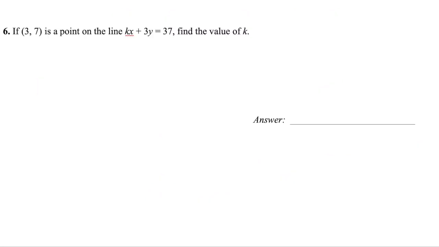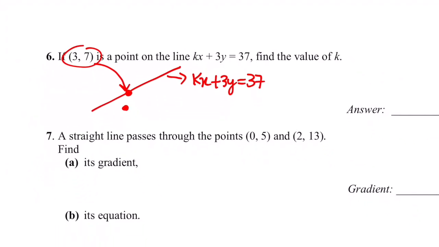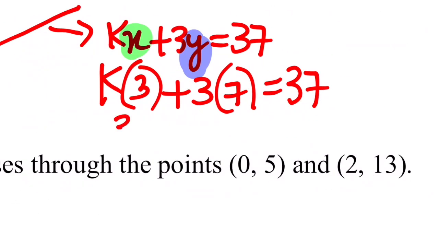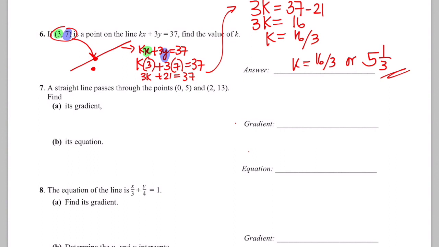Question number 6. If (3,7) is a point on the line kx plus 3y equals 37, find the value of k. If you can recall, if a point is on a line, it means that its x and y coordinates can be substituted into the equation of the line. And in this question, it is already given that (3,7) is on the kx plus 3y equals 37 line. By substitution of the x and y values, and solving the resulting equation, k is 16 over 3 or 5 1/3.